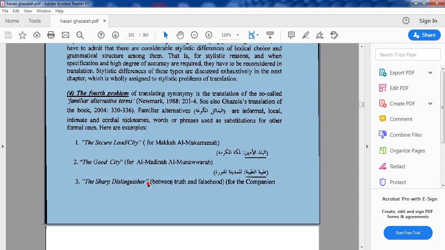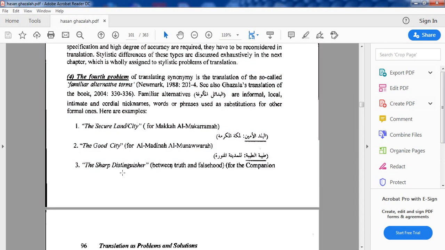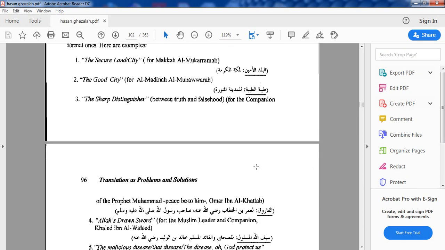The sharp distinguisher, al-Faruq, between truth and falsehood. How could the foreigner know that what we mean by al-Faruq is the companion of the Prophet, Umar ibn al-Khattab? He couldn't know. Though Umar ibn al-Khattab has similarity in meaning with al-Faruq, it is something local.